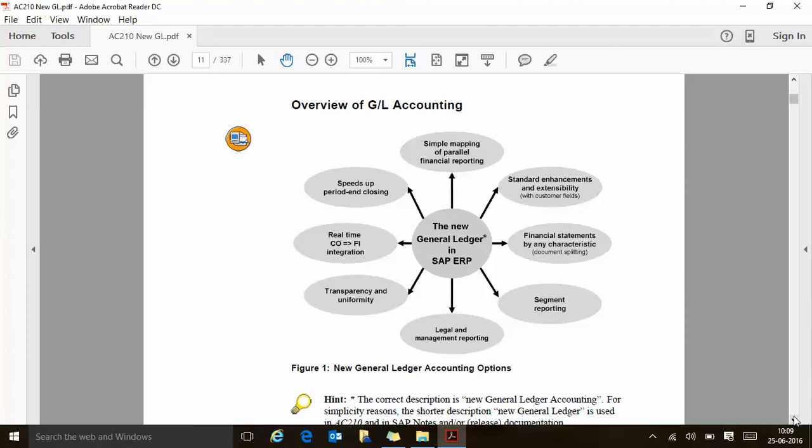So it is easier now to manage the FICO reconciliation and accelerate your MEC, month end close.